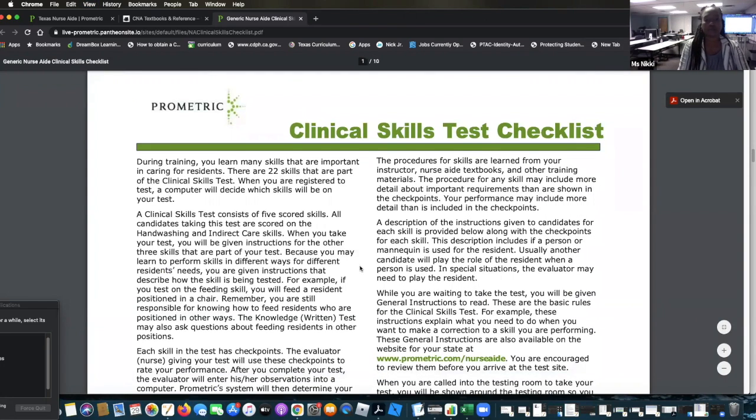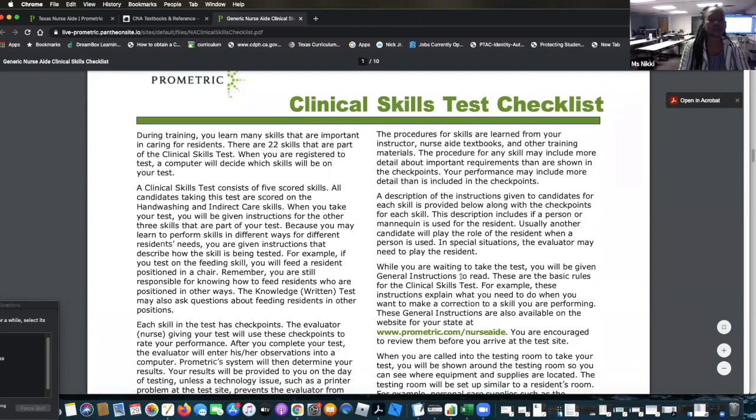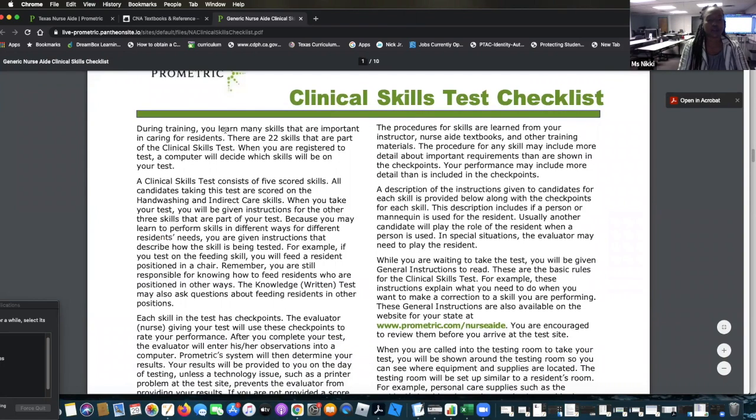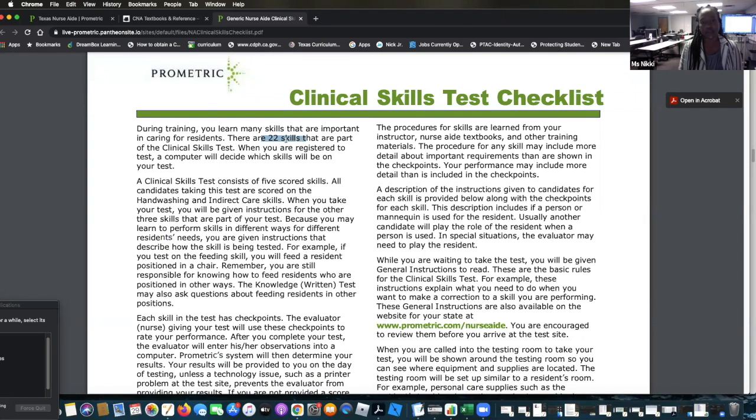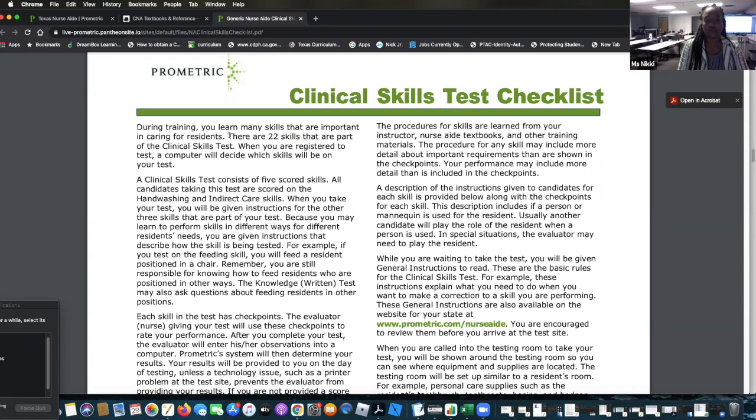Okay, so here we go. It says during training, you learn many skills that are important in caring for residents. There are 22 skills. You guys write that down. By the way, whenever I have a Zoom attached, make sure you bring your notepad and your pen and what have you, so you can write some notes down. So we have to learn 22 skills, all right? So that are a part of the clinical skills test.